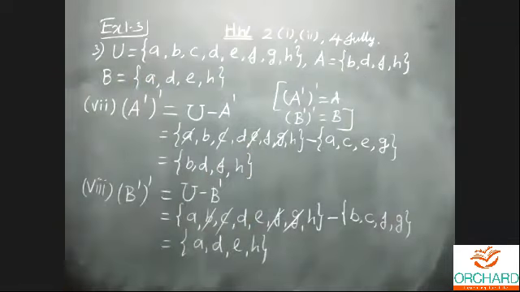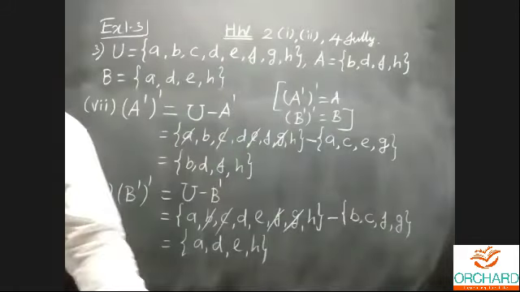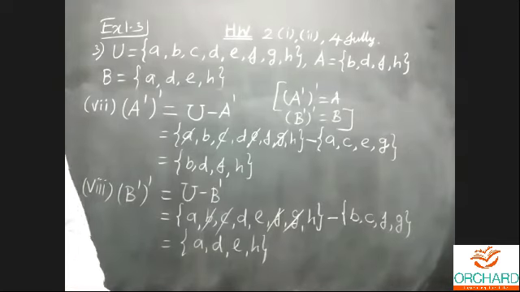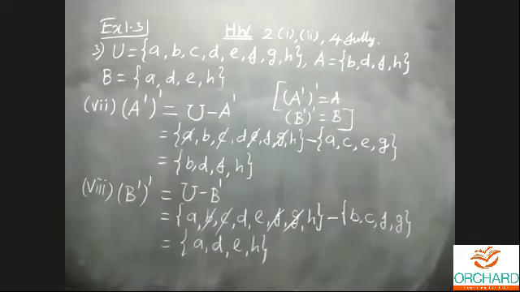Next, the 5th problem: symmetric difference. Find the symmetric difference between the following sets. Shall we recall the idea for symmetric difference? A symmetric difference B is defined as A difference B union B difference A.